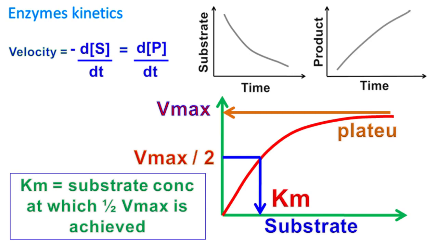Remember, I again repeat, because lots of students make mistake when they're asked the definition of Km. Km is the substrate concentration at which half of Vmax is achieved.